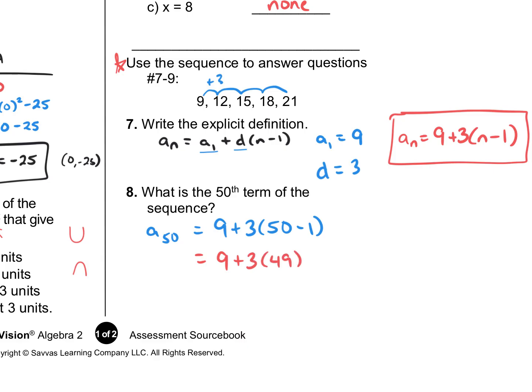Here's something that I see a lot. Everyone pay attention. I see a lot of us doing this, and we're getting the wrong answer. Does anyone know why we get the wrong answer? Order of operations says we have to do multiplication first. Let me erase here. Therefore, we have to take 3 times 49 first. What is 3 times 49? 147. Thank you. And then lastly, we just add together. What's 9 plus 147? 156. So that would be our 50th term of the sequence.